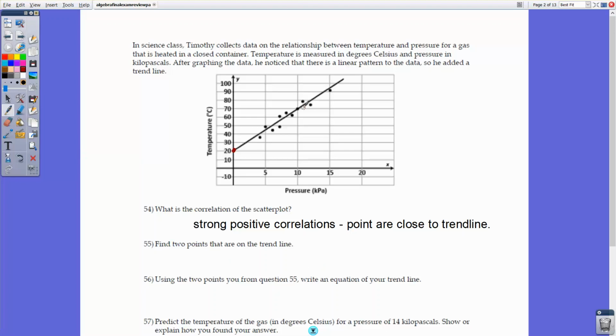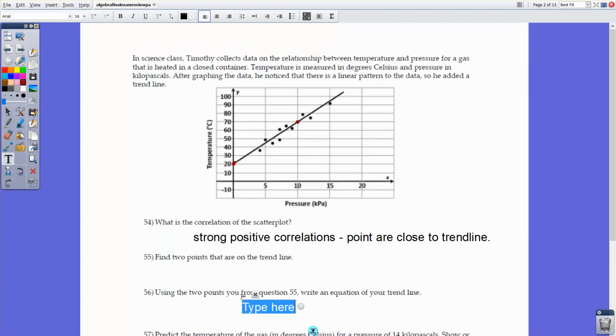Well, the slope here, I'll use the point that's right here. This is 10 and 70. This is 0 and 20. So the difference in y is 50. Difference in x is 10. So the slope is 5. So with a slope of 5, and the fact that the y-intercept is equal to 20, we can say 5x plus 20. And so that would be that.